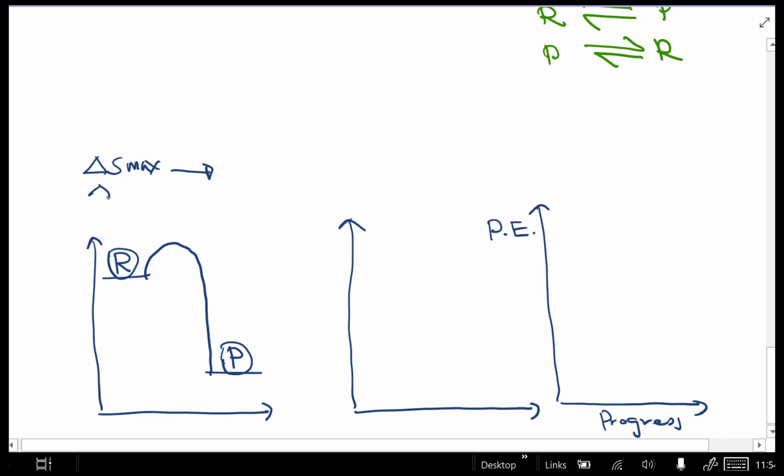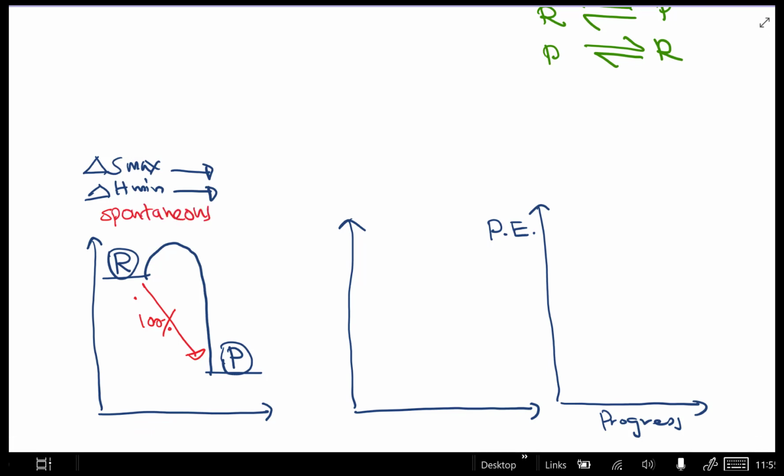And in this situation, let's say it is going 100% from reactant to the product, like burning fuel, an explosion, something like that. The delta S maxi and the delta H mini are going in the same direction, which is products, and that's why it's 100% completion. That's spontaneous.